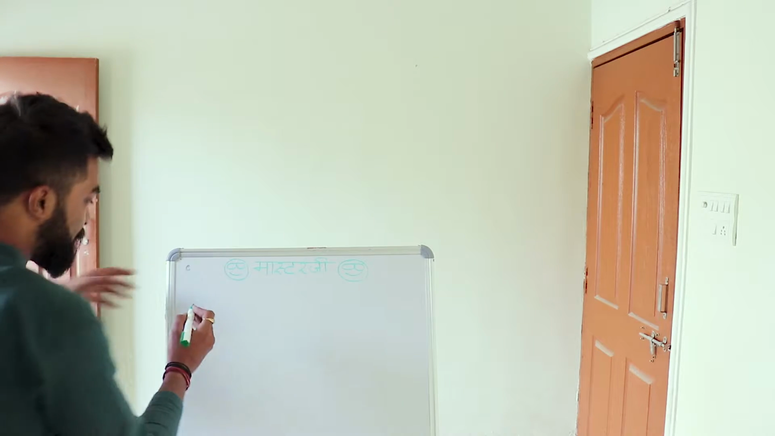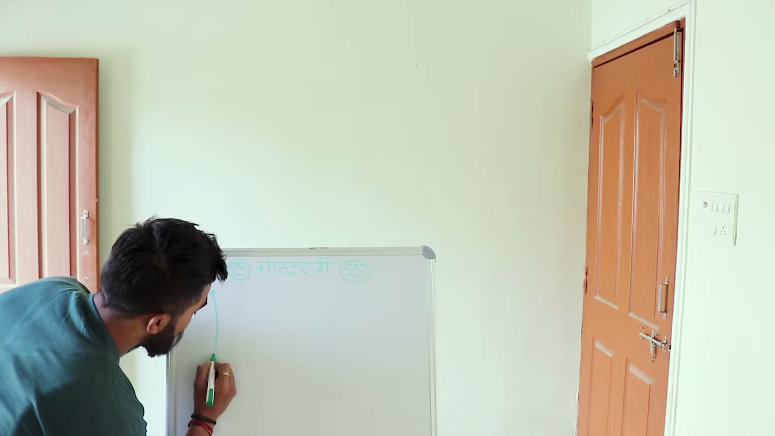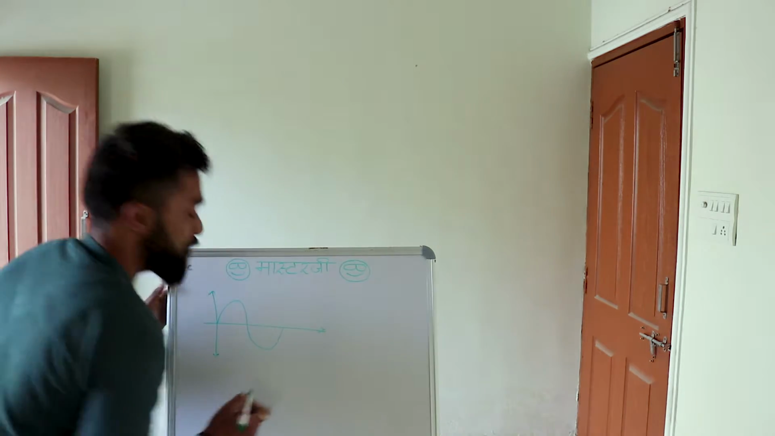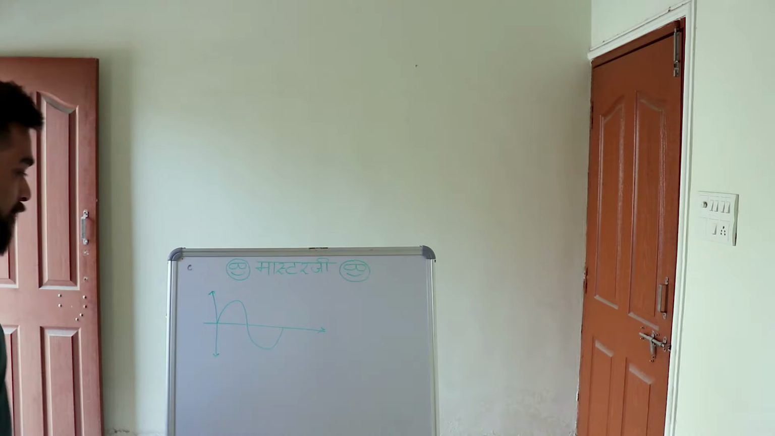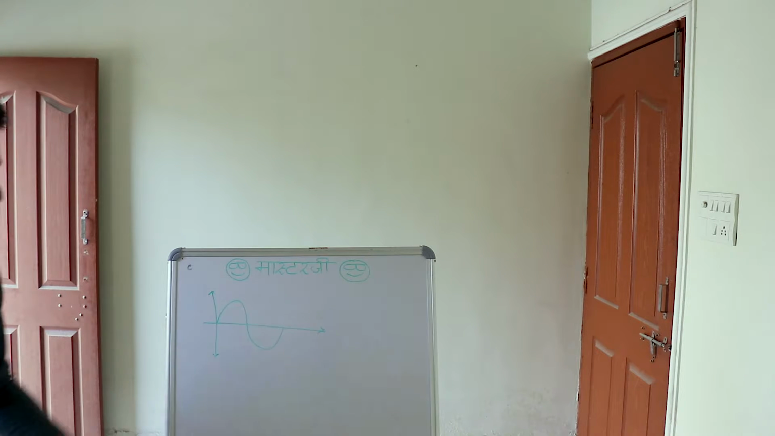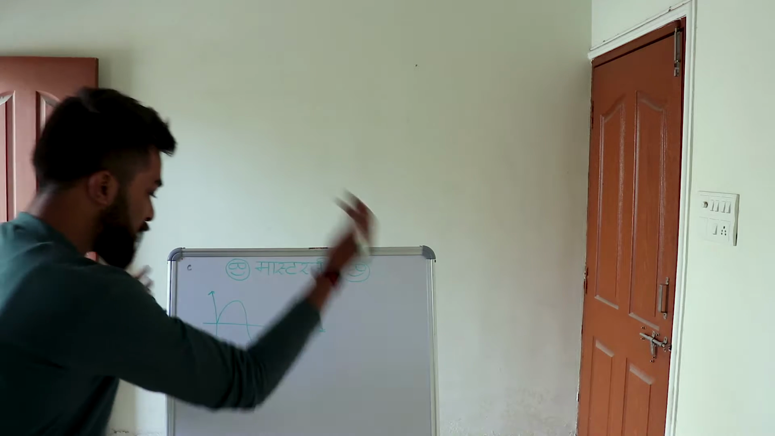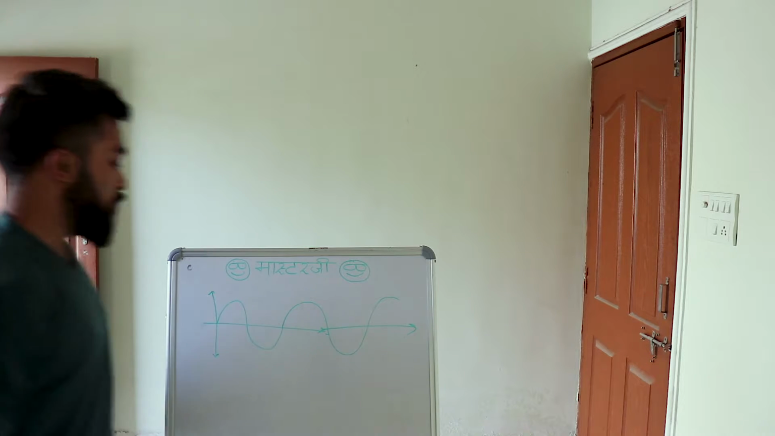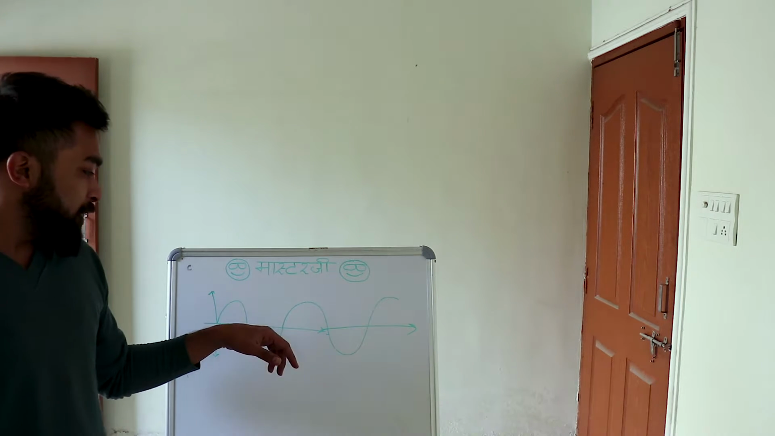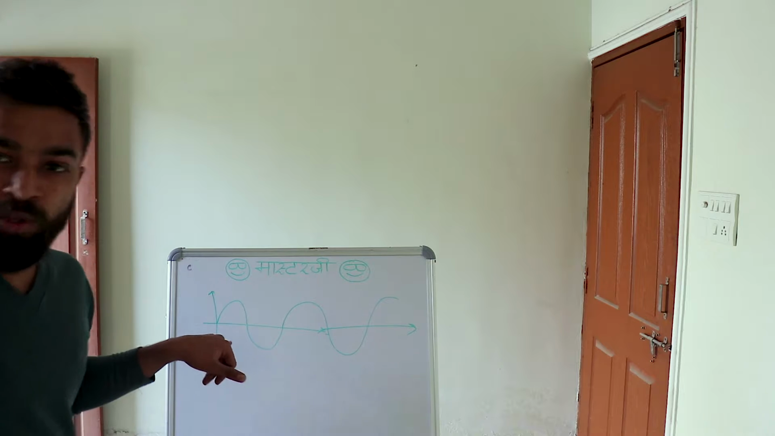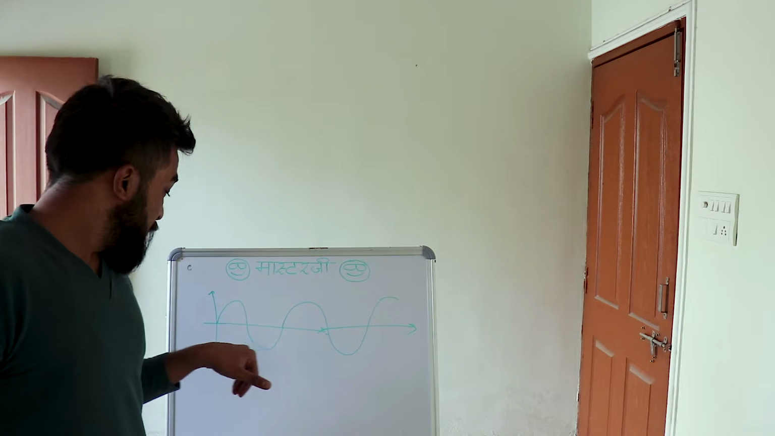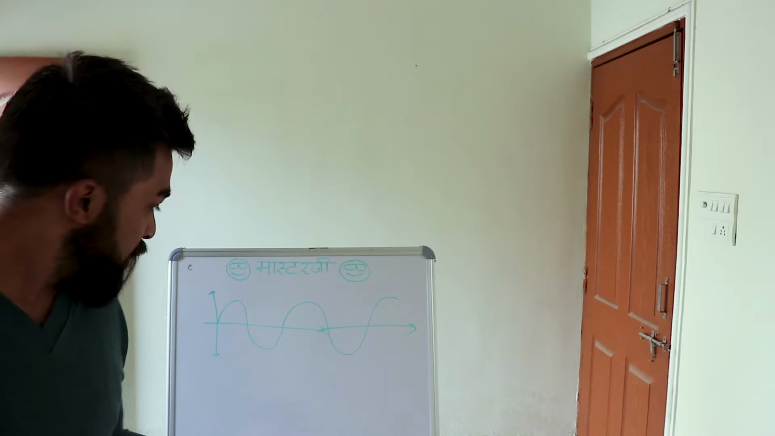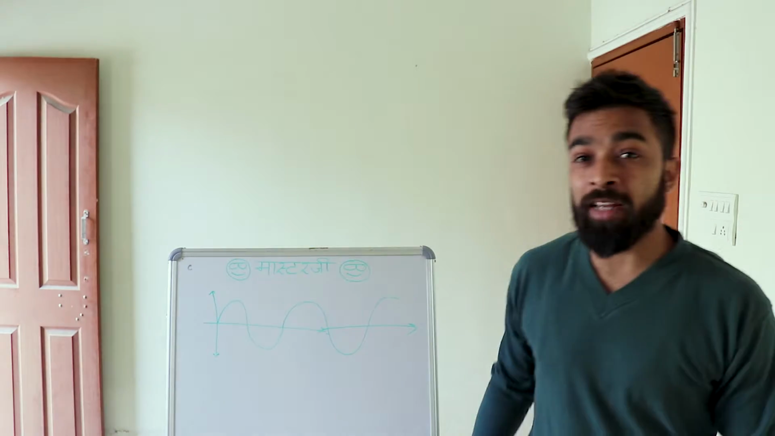Let me explain it like this. This is a sine wave, right? This is a sinusoidal wave. This is a continuous wave, right? This goes on like this endlessly. So the time that this particular wave takes to complete one cycle is actually called its time period.